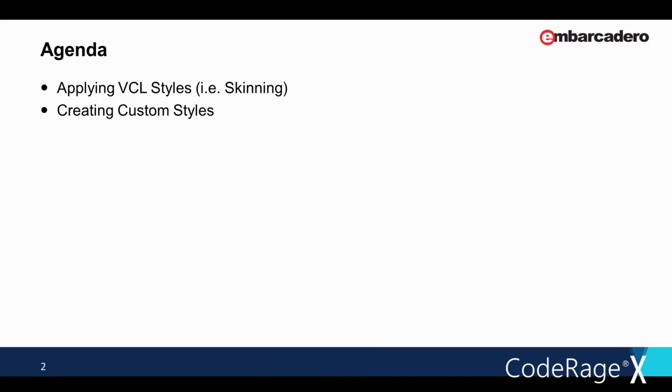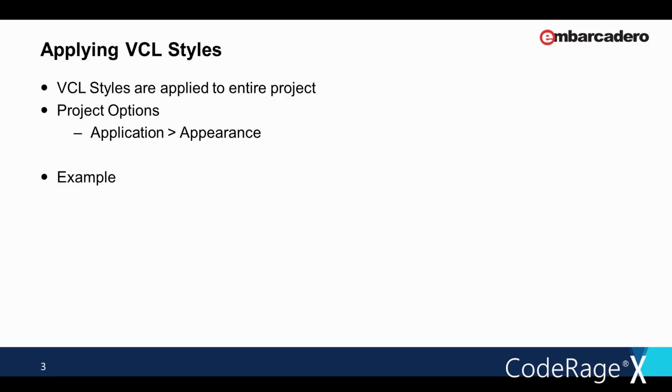So there's really only two main parts. I don't have a lot of slides, but I just wanted to provide some direction. The first part of the session will be talking about how to apply a VCL style. That is, how do we skin our applications to give them a different look and feel and styling without having to change the underlying code. And then we'll talk about how we can dynamically change the styles and so forth. And then in the second part, we're going to take a closer look at how we create our own custom VCL styles. So to apply a VCL style, it is project-wide.